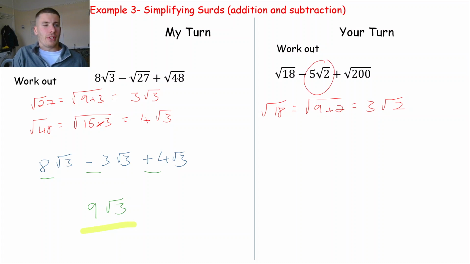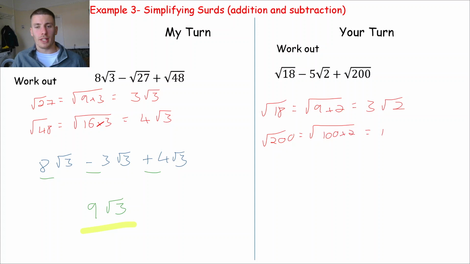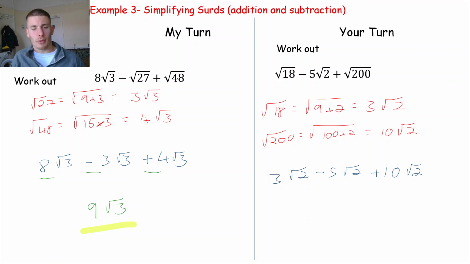This one, we can't break it down because root 2 is a prime number, but root 200, we can of course write it as root 100 times by 2. Root 100 is 10 times by root 2, so 10 root 2. Therefore, overall, we're going to be getting root 18, which is the same thing as 3 root 2, take away 5 root 2, keeping it the same. Root 200 is the same thing as 10 root 2, so plus 10 root 2. And again, you just look at your number parts. We're doing 3, take away 5 is negative 2, add 10 is equal to 8. So overall, we've got 8 lots of root 2. So 8 root 2 is your answer for this one.